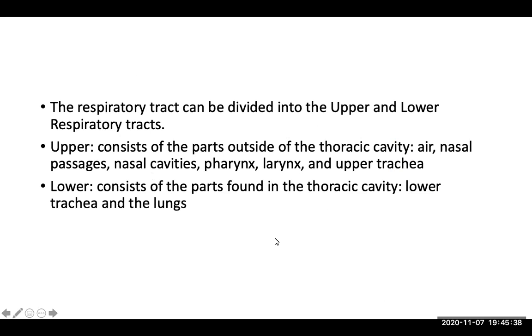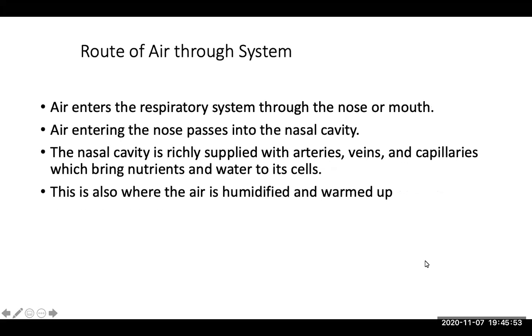So again, we divide the respiratory tract into the upper and lower respiratory tracts. These are the structures in the upper portion, and these are the structures in the lower portion. We will go over each of these structures in detail over the next couple of slides.